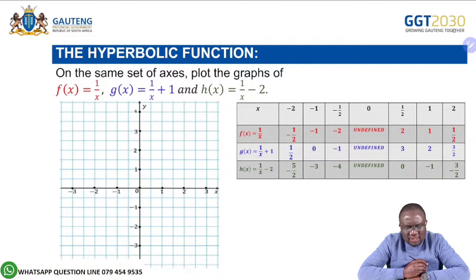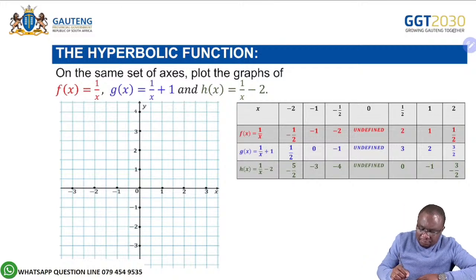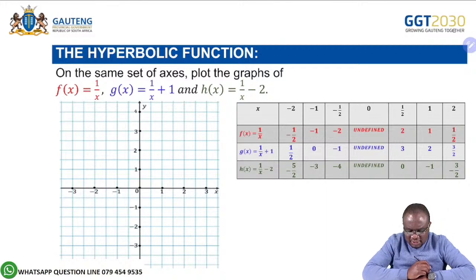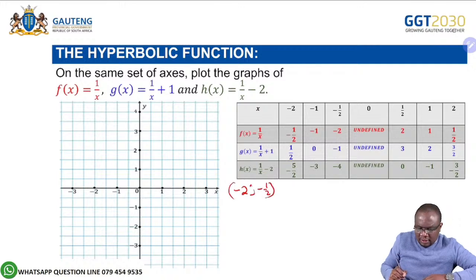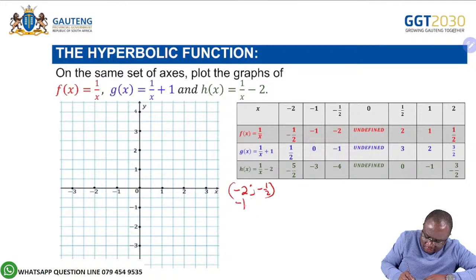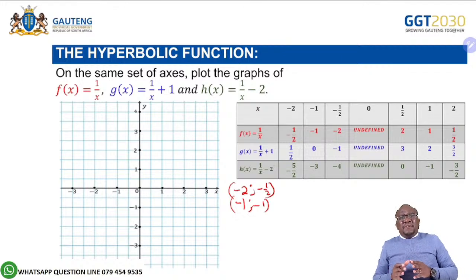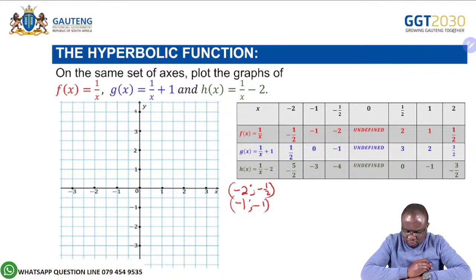Now I want us to sketch the graph of f of x. How do we do that? We're going to use our input and output values, our x and y values. For f of x, we're going to use the x values and the red values for y. Let me give you the first two: -2 goes with -half, and then -1 goes with -1. Where it is undefined, that's where your asymptote should be.